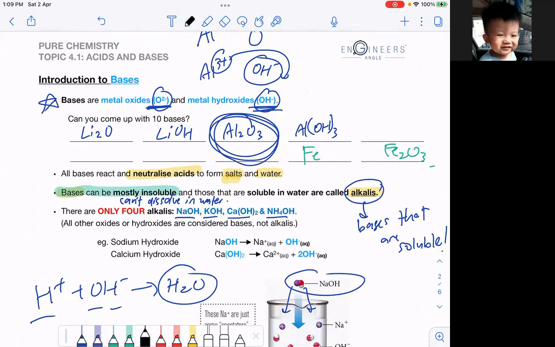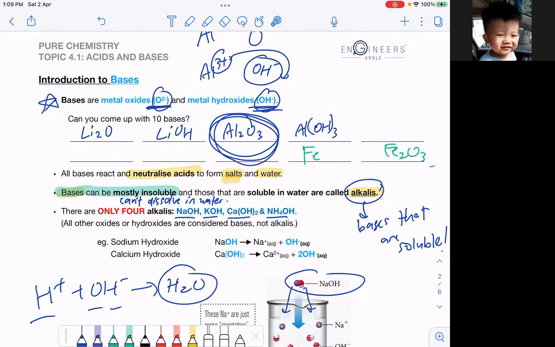A metal crisscross with O2 minus would be a base, or a metal crisscross with OH minus is also a base. That's why there are plenty of bases.